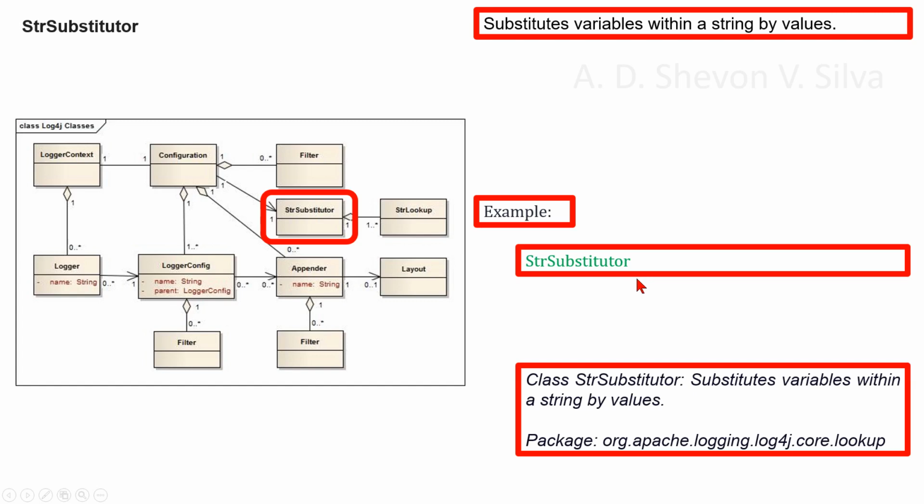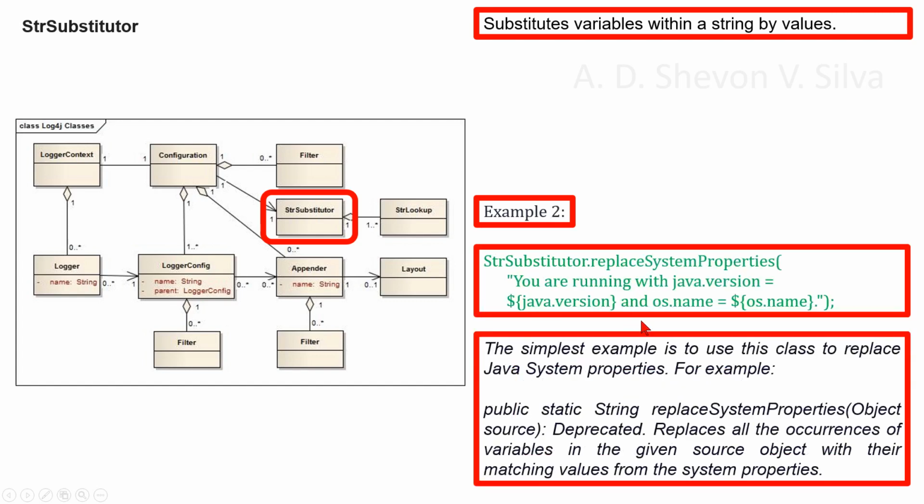This is in package org.apache.logging.log4j.core.lookup. The simplest example is to use this class to replace Java system properties, for example here and here. The method public static String replaceSystemProperties(Object source) is deprecated, and this replaces all the occurrences of variables in the given source object with their matching values from system properties.